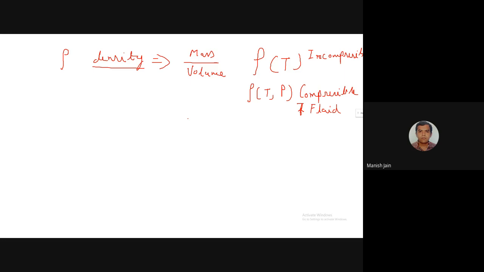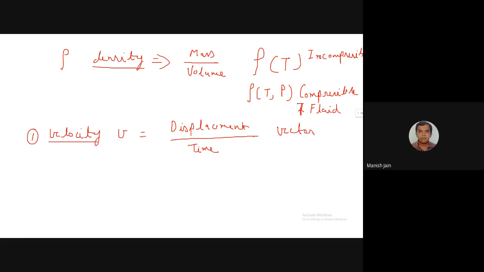Now, because we are studying the fluid, you should know some basic definitions of the flow. How to define the flow? First is the velocity. What is the definition of velocity? Displacement per unit time. So it is a vector quantity.